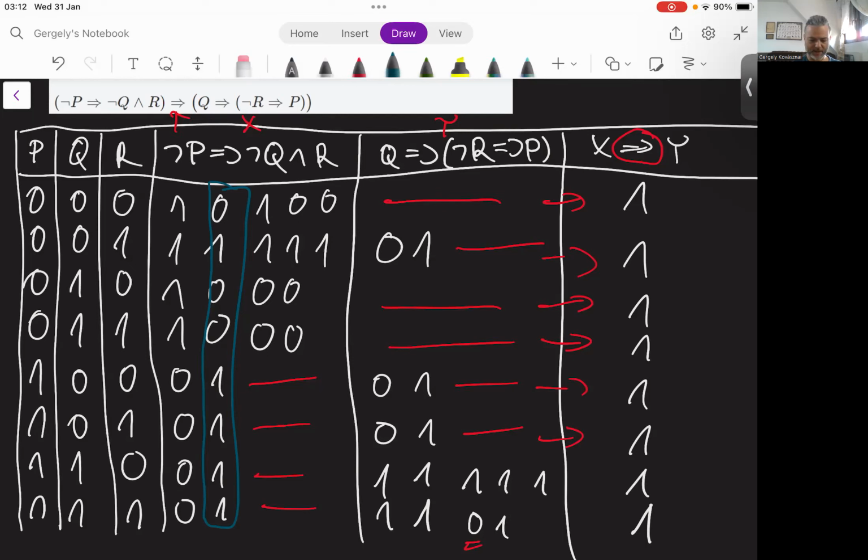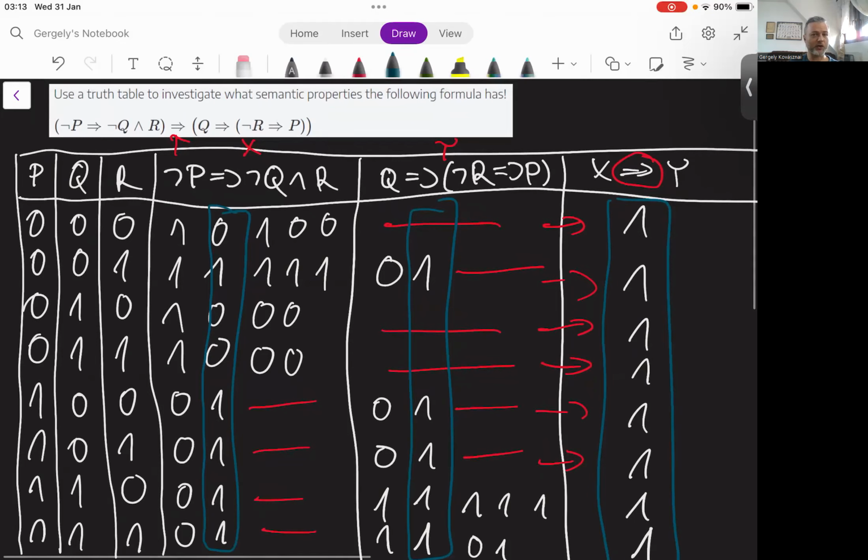Let me just highlight the main column below Y, and of course I can highlight the very main column, which consists of the values of the main formula. So as you can see, the main formula evaluates to 1 in each and every interpretation. This means that this formula is actually a logical law or tautology. This is the main semantic property for this formula.